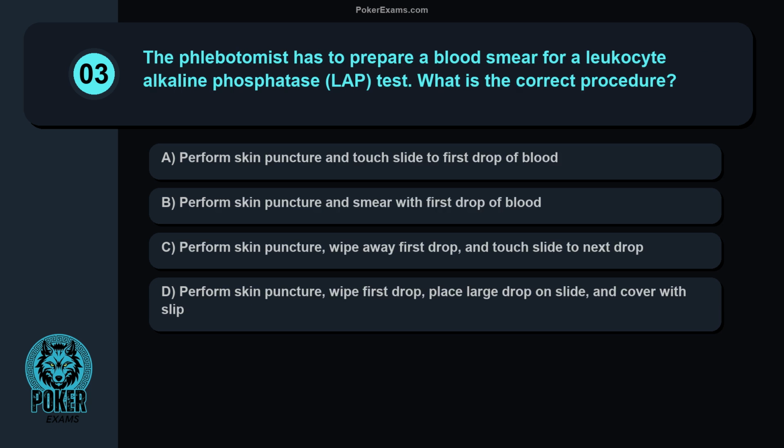Question 3. The phlebotomist has to prepare a blood smear for a leukocyte alkaline phosphatase (LAP) test. What is the correct procedure? Perform skin puncture and touch slide to first drop of blood. Perform skin puncture and smear with first drop of blood. Perform skin puncture, wipe away first drop, and touch slide to next drop. Perform skin puncture, wipe first drop, place large drop on slide, and cover with slip.